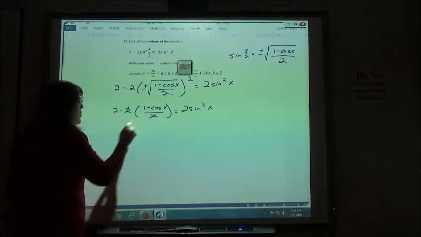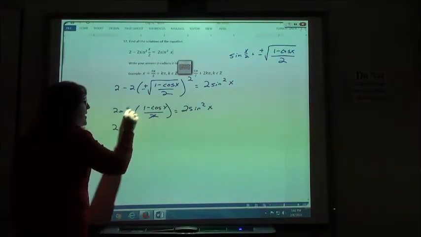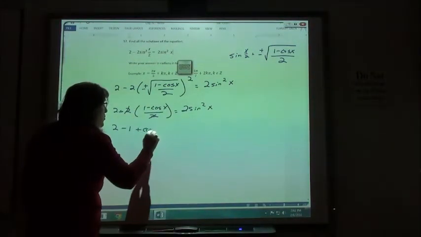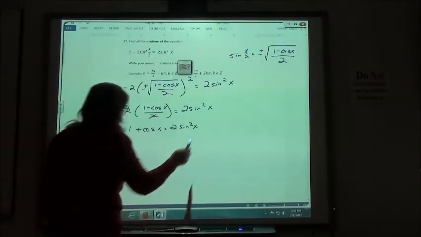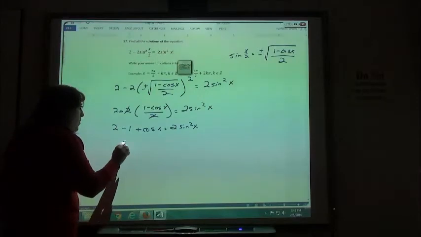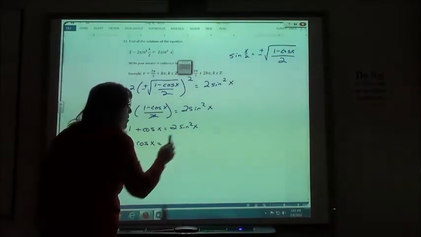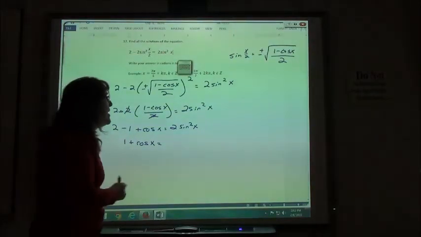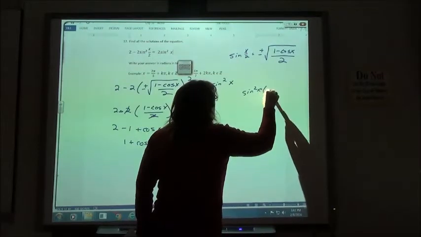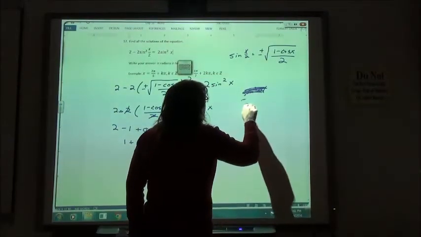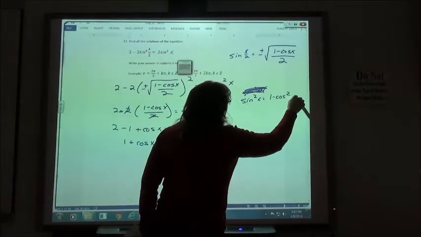2's are going to cancel. 2, this is minus, so minus 1, negative times a negative would make that plus cosine of x equals 2 sine squared of x. 2 minus 1 would be 1 plus the cosine of x. Again, here we're going to want to use our Pythagorean identity. The sine squared of x equals 1 minus the cosine squared of x.